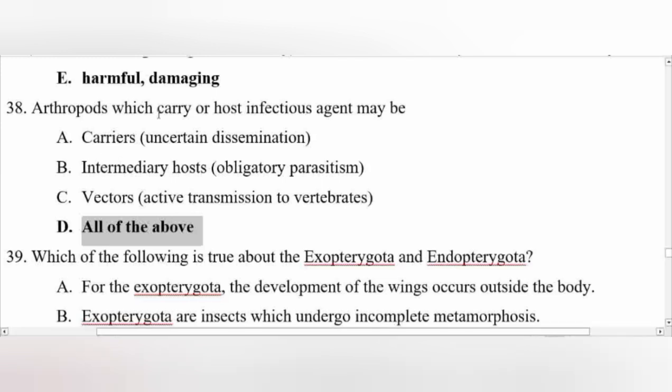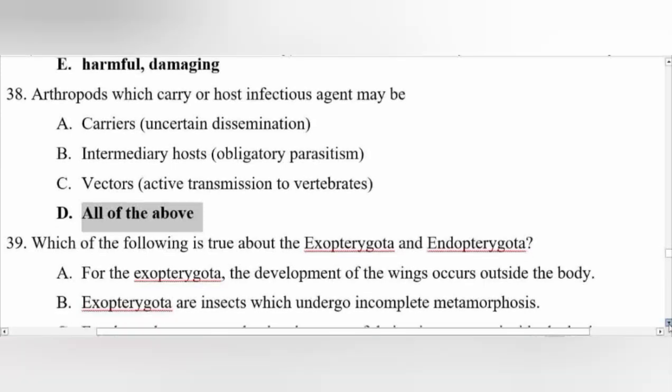So it means that arthropods which carry infectious agents may be carriers with uncertain dissemination. They may be intermediary hosts, the one demonstrating obligatory parasitism. Parasitism, we can have the facultative or we can have the obligatory. I think you should read briefly about obligatory and then facultative parasitism today. And then they may also be active transmitters or vectors transmitting the pathogens to vertebrates, including you and I.